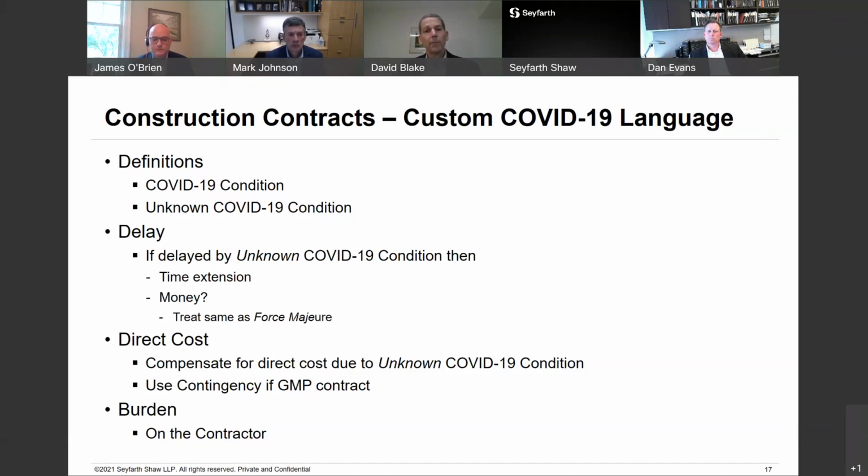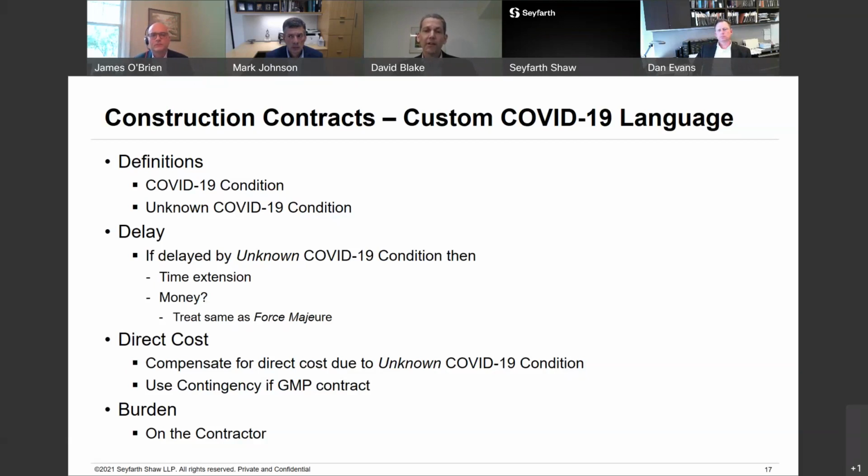Another example would be in a couple of weeks after signing the contract, the port in Italy undergoes a delay because of COVID-19 and they don't ship out the marble. Now, if that delay was known about before we sign the contract, it's not going to be an unknown COVID-19 condition. So that's how we treat that type of issue. We then move into some specific rights and responsibilities. The first one being delay. So we have language that says if the contractor can demonstrate that it was delayed by an unknown COVID-19 condition, it's going to be entitled to a time extension.